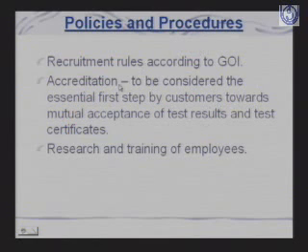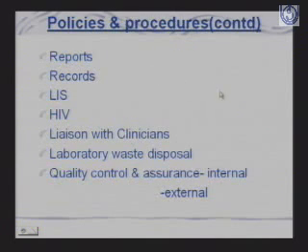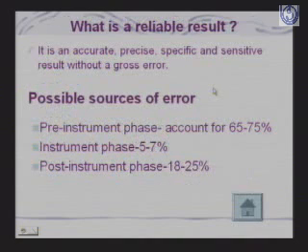For doing this, we need policies and procedures, recruitment rules according to the Government of India, then accreditation, and research and training of the employees. The samples sent from others, I think we have already discussed, and also the reports, records and all these things. Now, think about what a reliable result is. It is an accurate, precise, specific and sensitive result without any error, or at least definitely without any gross error.